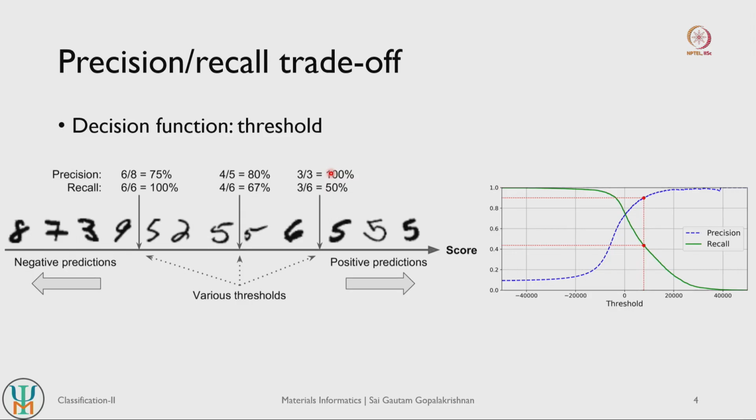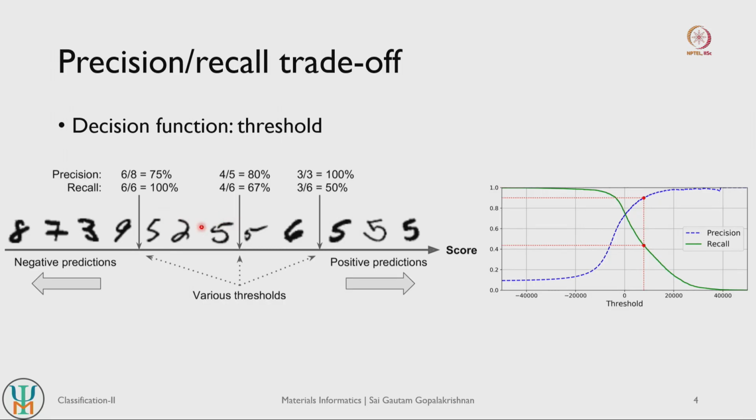So you have a very precise model, but look at the recall. You have 3 true positive predictions, but you are also increasing the number of false negative predictions. Previously you had 2 false negative predictions, and you have added 1 more there. So the recall drops to 50% from 67%. So as precision increases, your recall drops. The vice versa is also true.